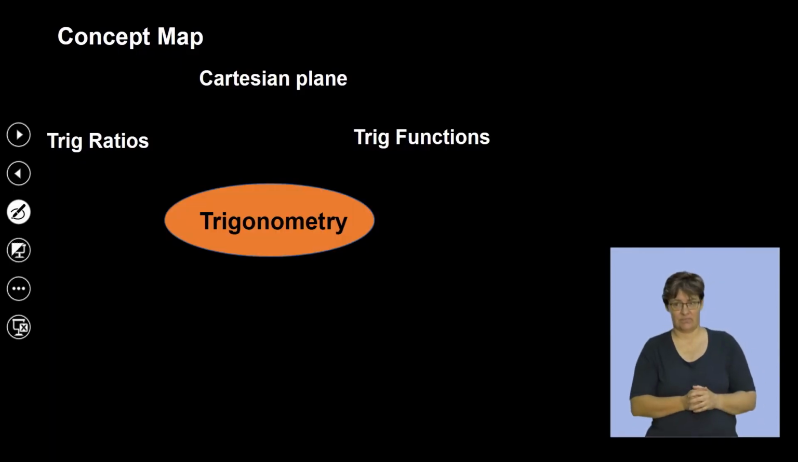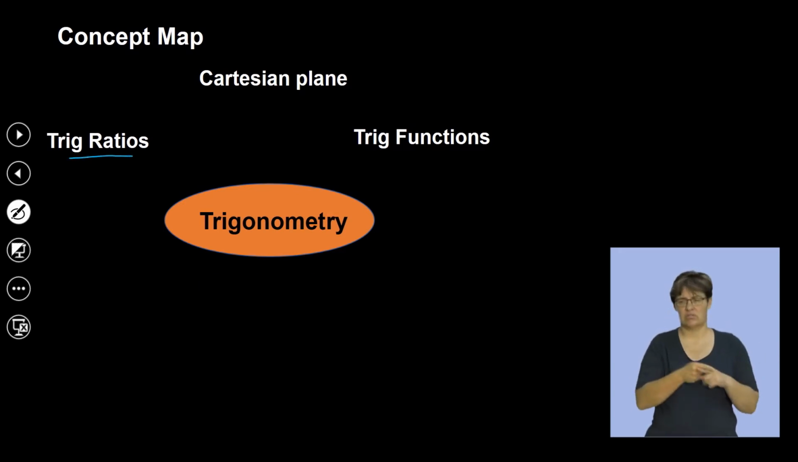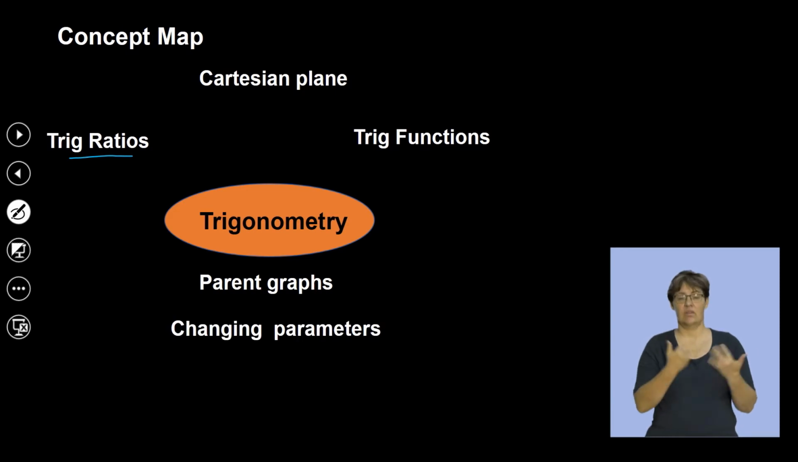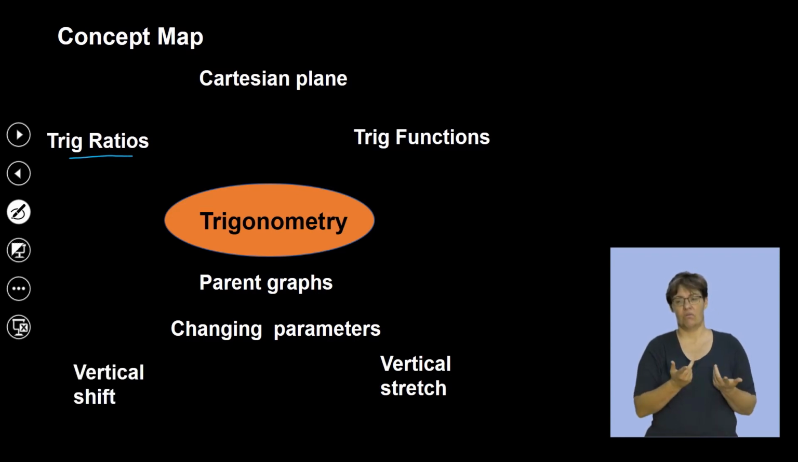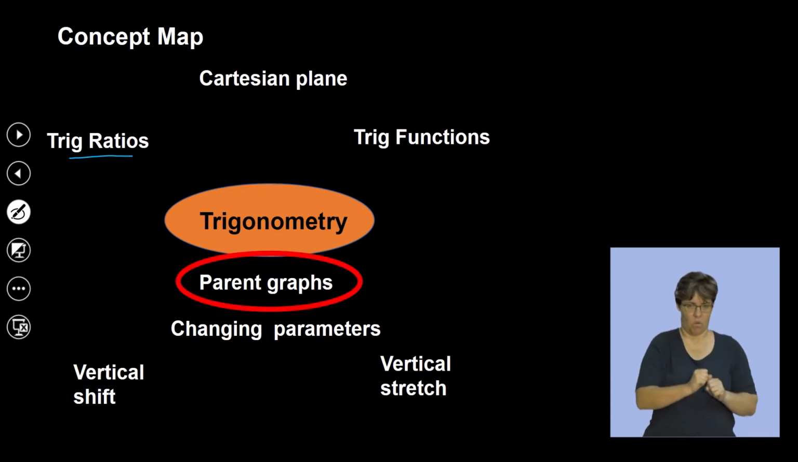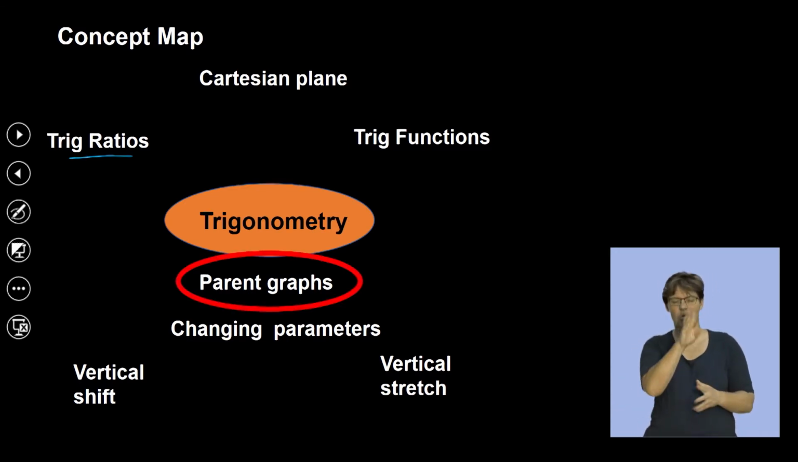Now, so far we've looked at our Cartesian plane, which showed us the concept of ratios and functions. Now we're going to look at the concept of parent graphs. The reason I'm saying parent graphs, remember, is that I'm going to change parameters at a later stage, and these parameters will be when I vertically stretch it or when I vertically shift it. But for now, let's go into what parent graphs are.